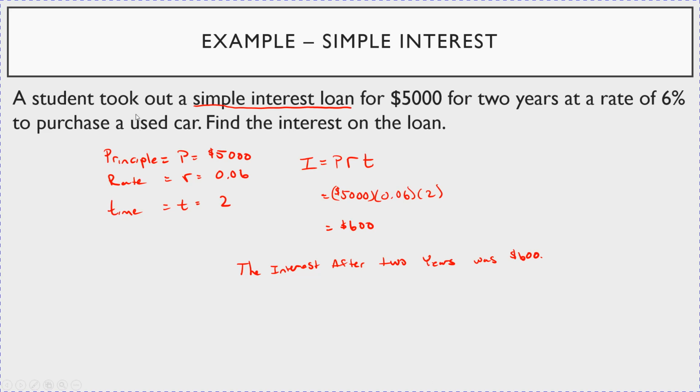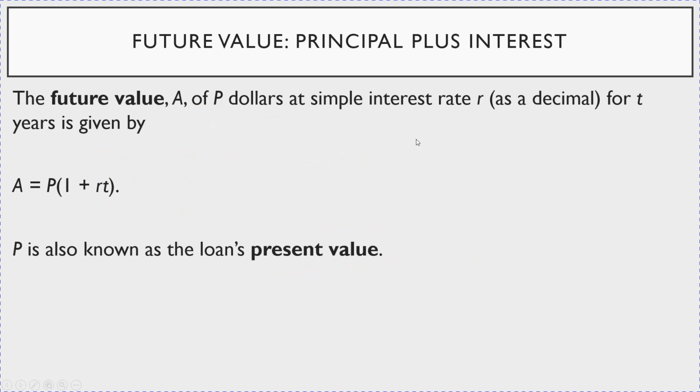All right, let's introduce a new formula here. So we've got this basic one. This problem just solves for the interest. So now the future value, A. We're introducing this new variable. A is the future value of P dollars at simple interest rate R as a decimal for T years, given by: the future value, A, is equal to the principal, P. This is also known as the loan's present value. Think about it as the starting value. Is equal to, now this is important, this is the number 1 here. It looks like an I, but it's the number 1. So 1 plus R times T.